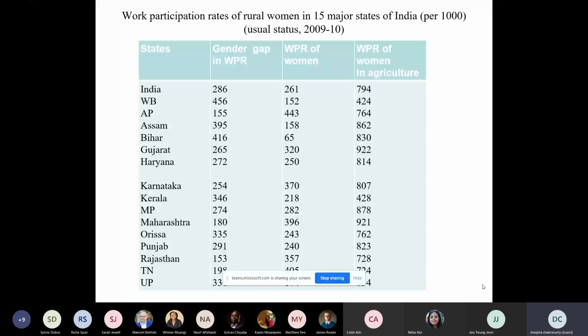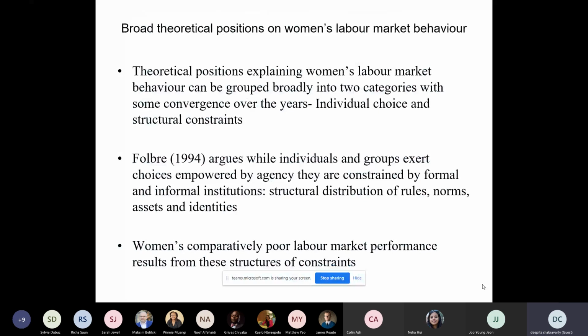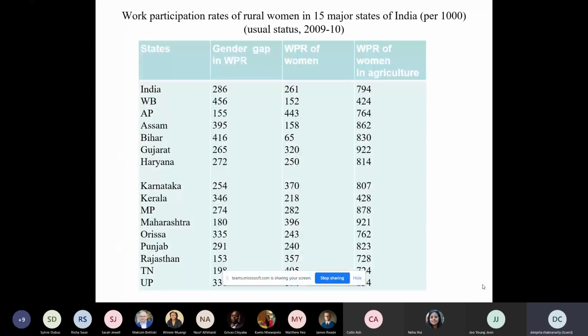So what I would do now, I would quickly take you through, to look at the questions of work participation rate and the question of women's work in general.